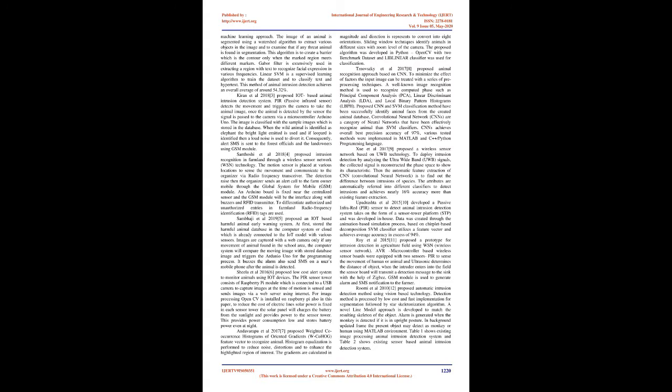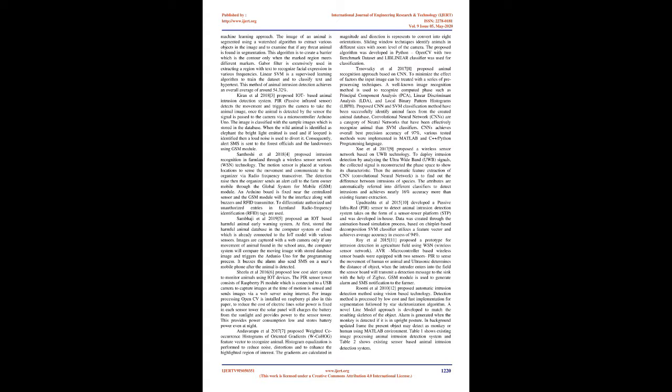Sambhaji et al. 2019-5 proposed an IoT-based harmful animal early warning system. At first, the harmful animal database is stored in the computer system or cloud, which is already connected to the IoT model with various sensors. Images are captured with a web camera only if any movement of an animal is found in the school area. The computer system will compare the moving image with the stored database image and trigger the Arduino Uno for the programming process. It buzzes the alarm and also sends an SMS to the user's mobile phone after the animal is detected.